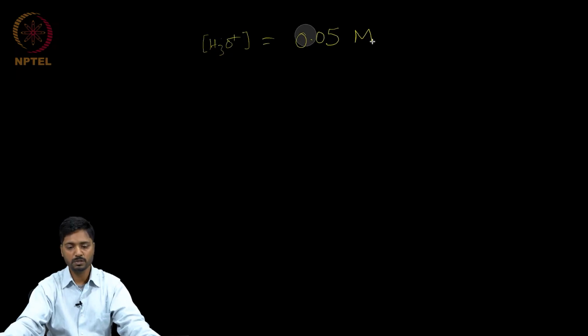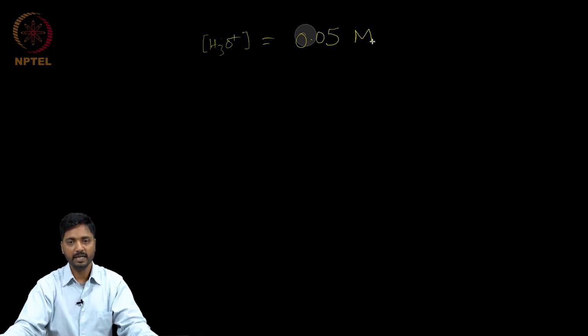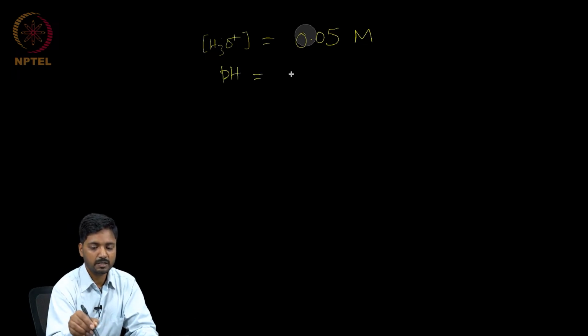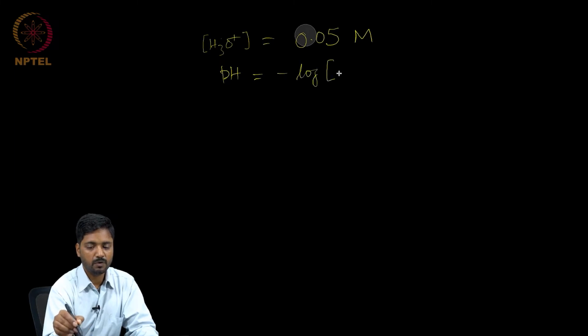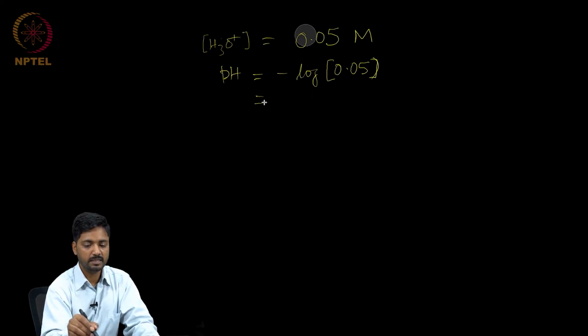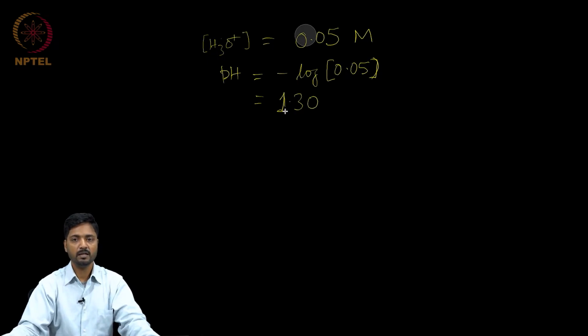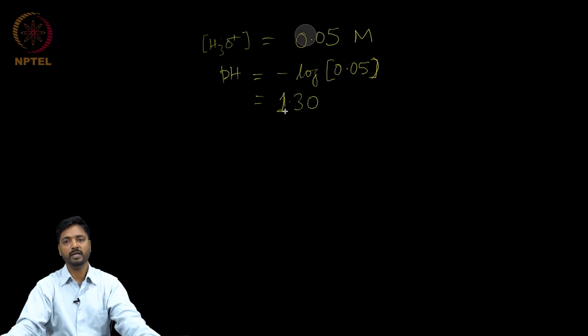0.05 molar, which is the concentration of the HCl that we are using, and when we calculate the pH from this, that would be negative log of 0.05, and this comes out to be 1.30. So we see that initially we are dealing with a very low pH of 1.30, which should be the case when a strong acid like hydrochloric acid is solubilized in water.